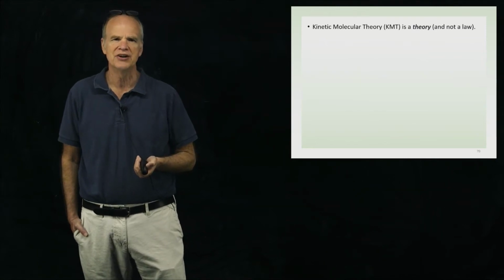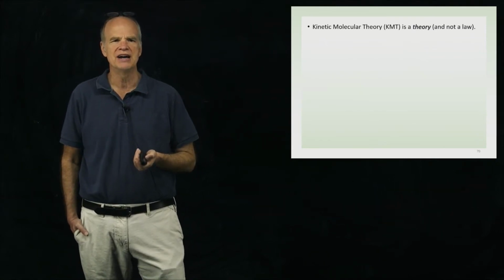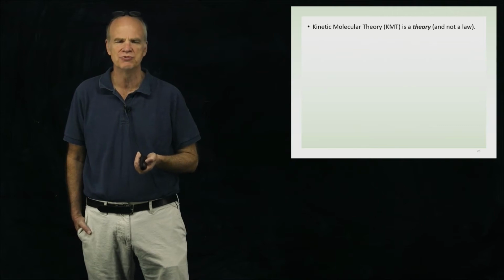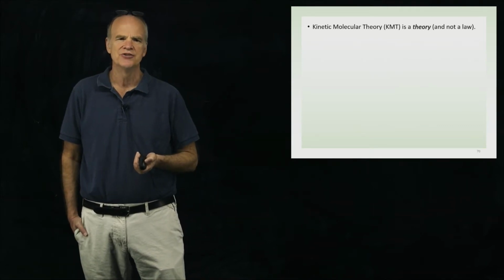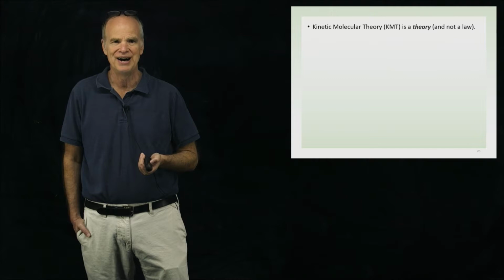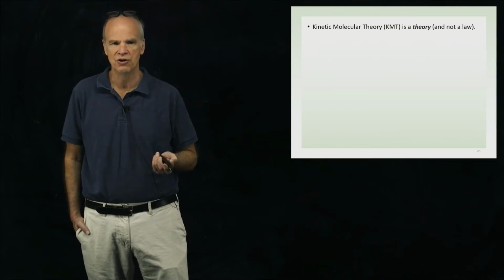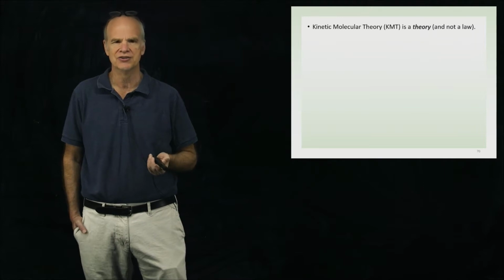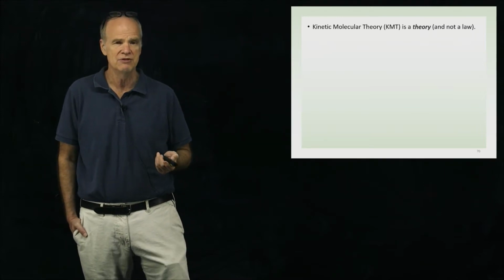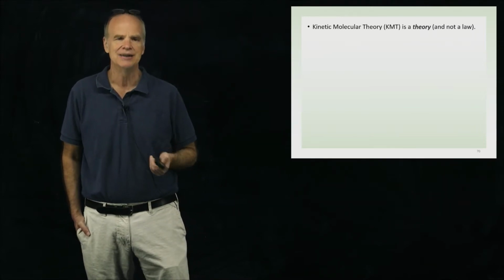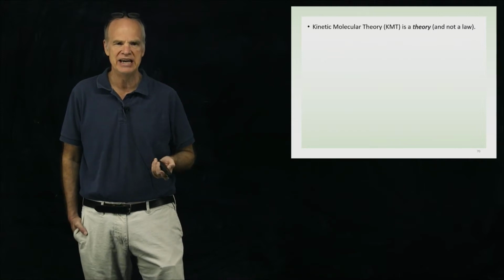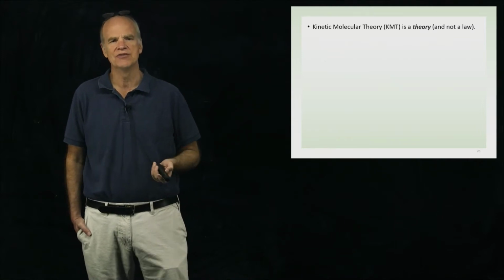Before I talk about the theory, let me just remind ourselves what the difference is between a theory and a law. We've encountered a lot of laws as we've been going through chapter 7, for example Boyle's law and Charles' law and so on. What you may remember is that a law is a summary of data. Let me give you an example of this.